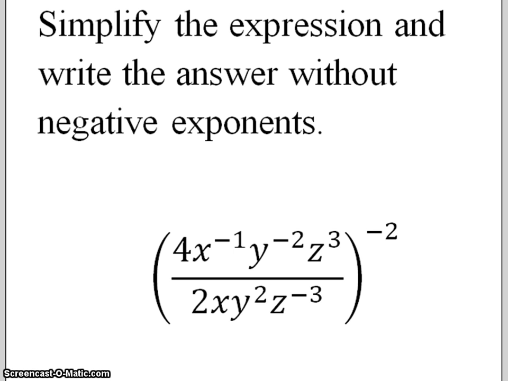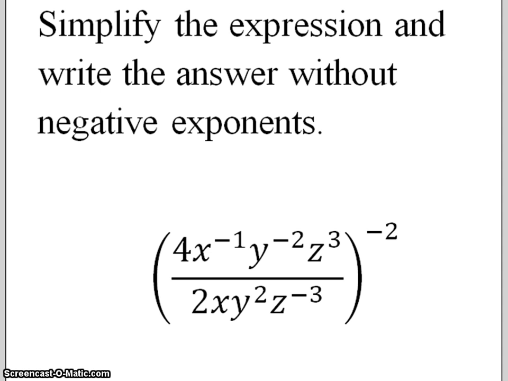We have a quantity in parentheses, 4x to the negative 1 times y to the negative 2 times z to the third, all over 2x y squared z to the negative 3, and all of that raised to the negative 2 power. Notice our numerators and denominators have common factors. So we can actually simplify inside the parentheses first, which I suggest you always do. If you can simplify in the parentheses first, always do that.